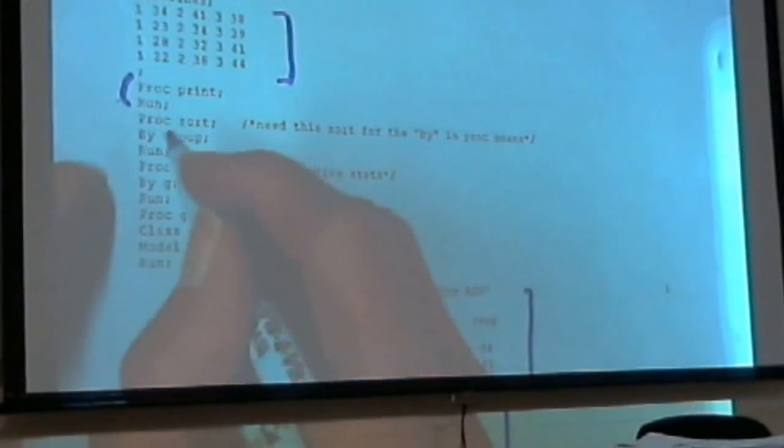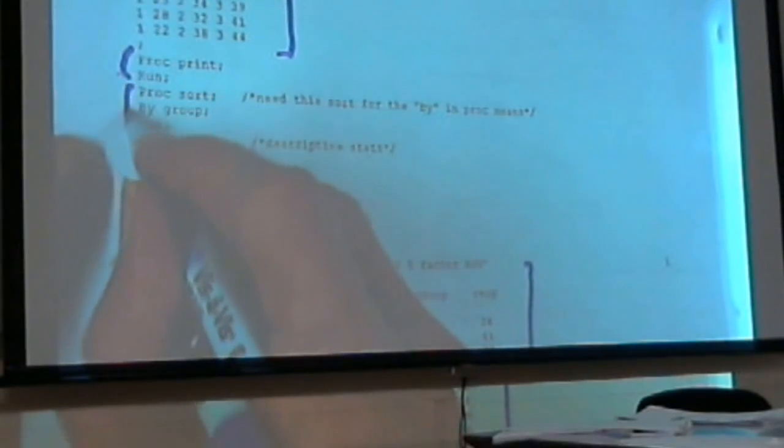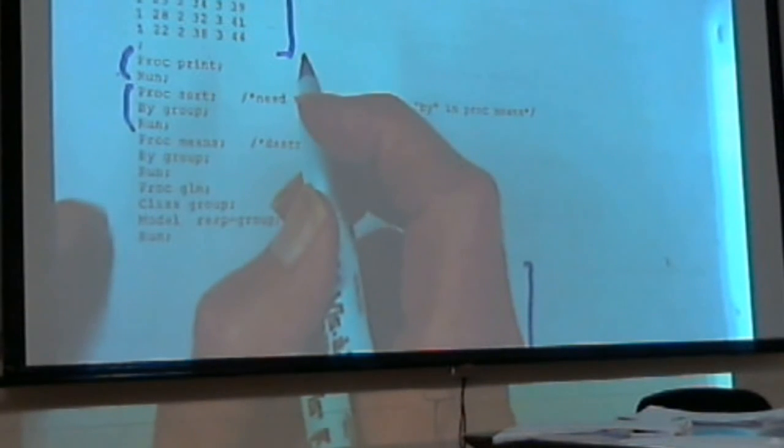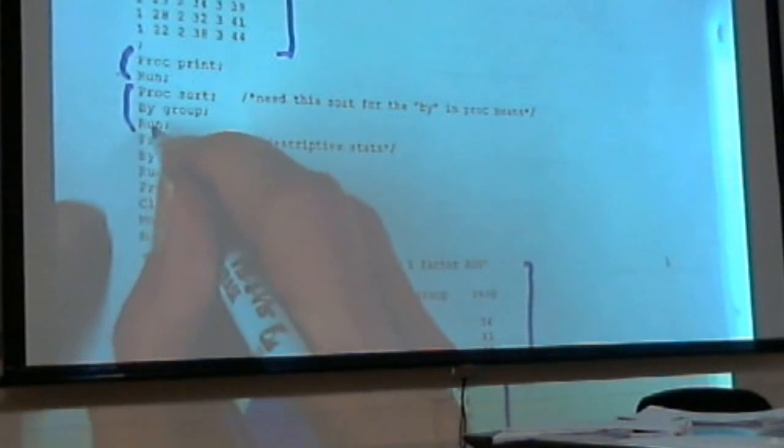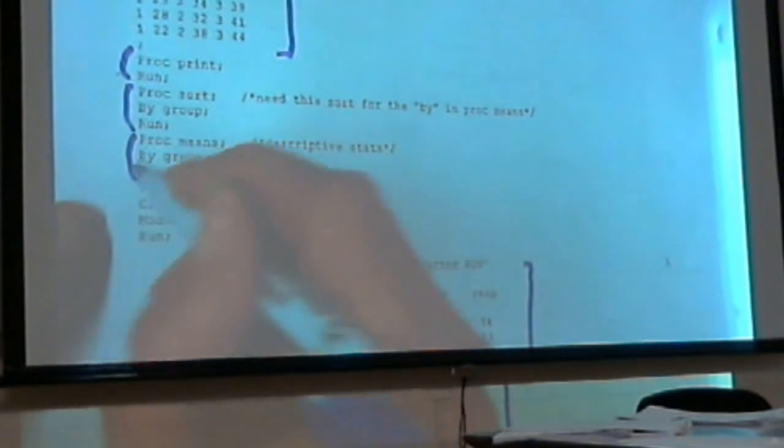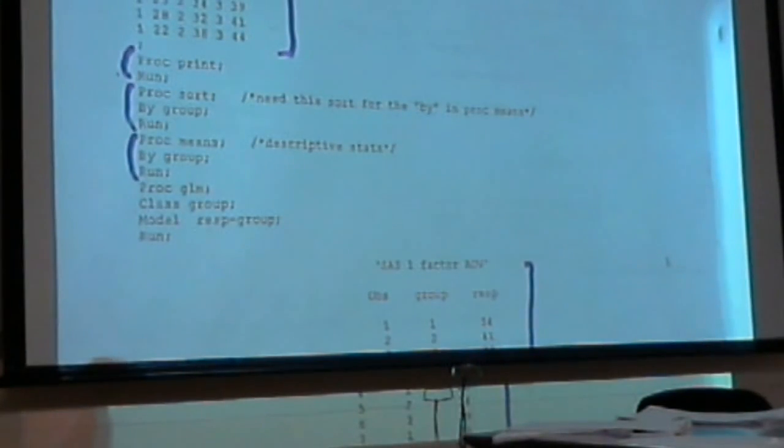Then I asked for, well, sorting the data. And then I ask for proc means by group. Run. So the proc means starts to give me these summary statistics. So here for group 1, summary statistics. For group 2, summary statistics. And then continuing on the next slide, for group 3, summary statistics.